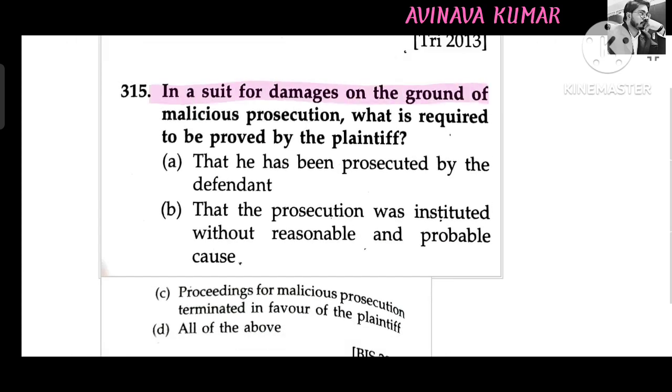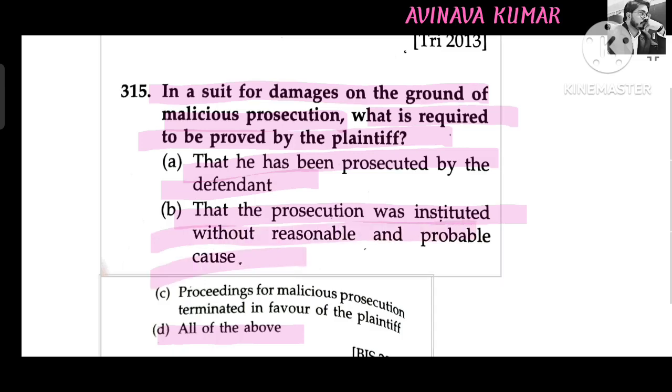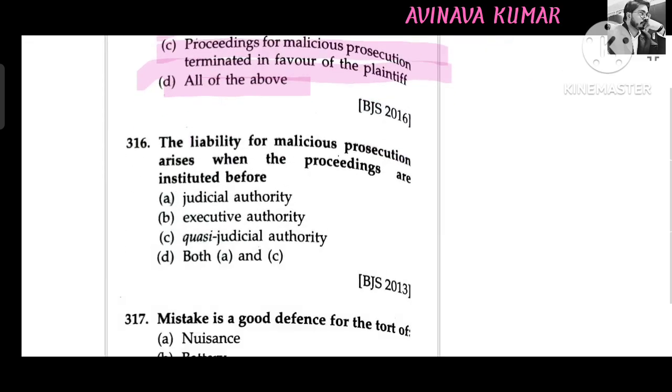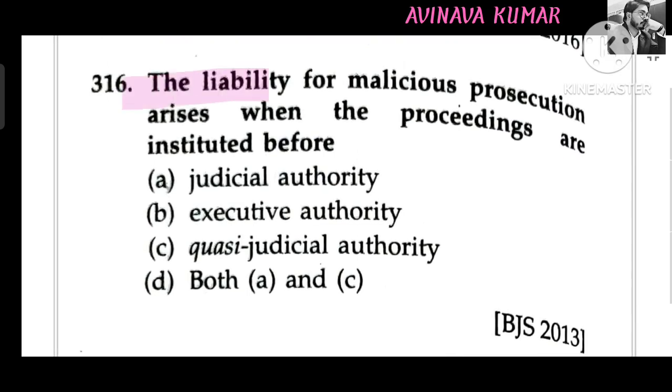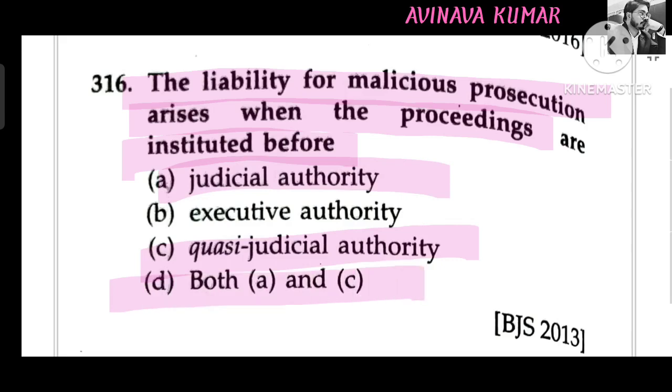In a suit for damages on the ground of malicious prosecution, what is required to be proved by the plaintiff? All of the above: that he had been prosecuted by the defendant, that the prosecution was instituted without reasonable and probable cause, and that the proceeding for malicious prosecution terminated in favor of the plaintiff. The liability for malicious prosecution arises when the proceedings are instituted before a judicial authority and a quasi-judicial authority, both A and C.